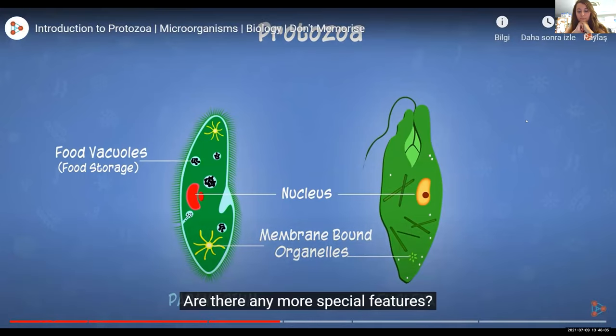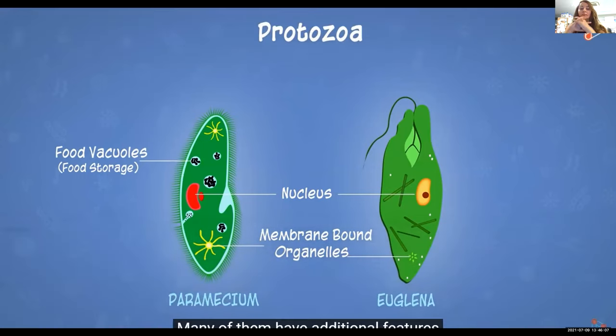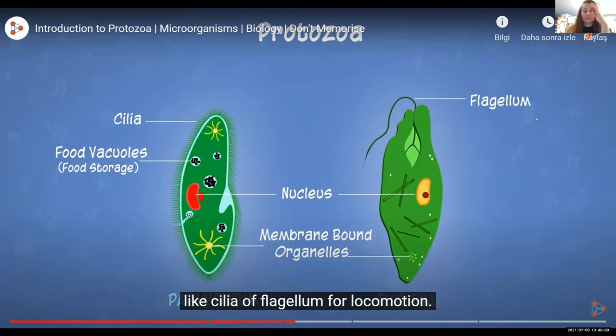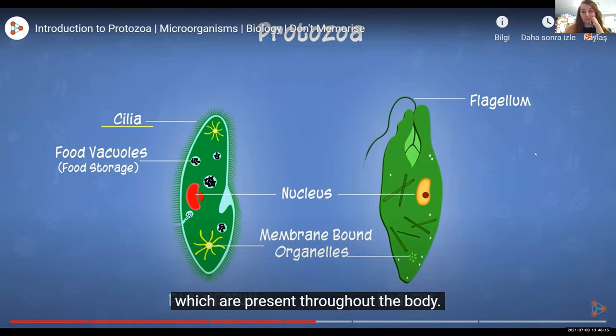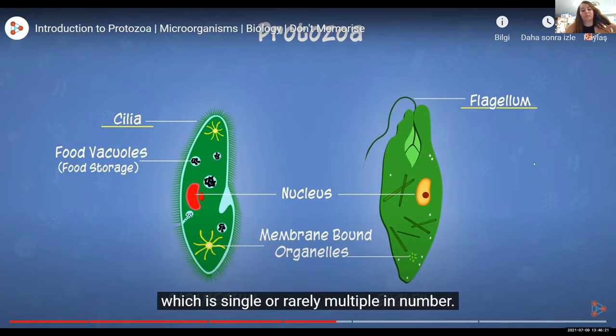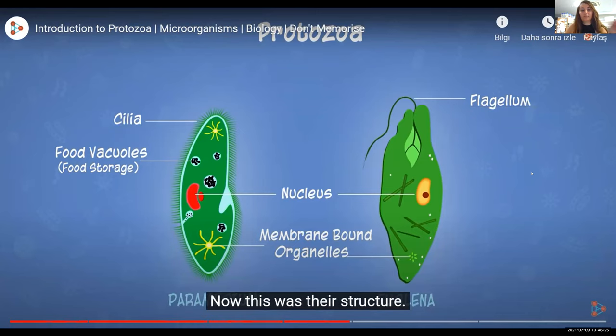Are there any more special features? Many of them have additional features like cilia or flagellum for locomotion. Cilia are these tiny hair-like structures which are present throughout the body. Flagellum, on the other hand, is usually a slender long filament which is single or rarely multiple in number. Now, this was their structure.